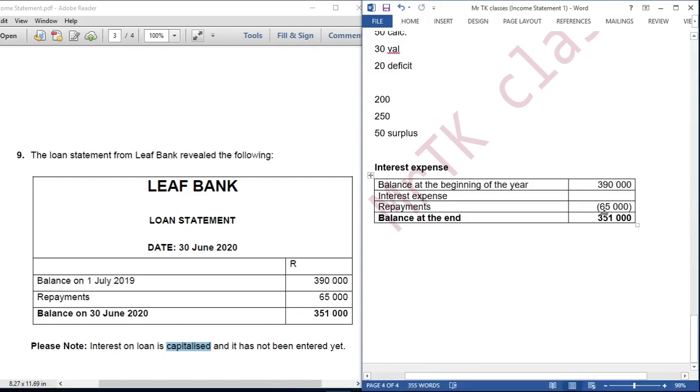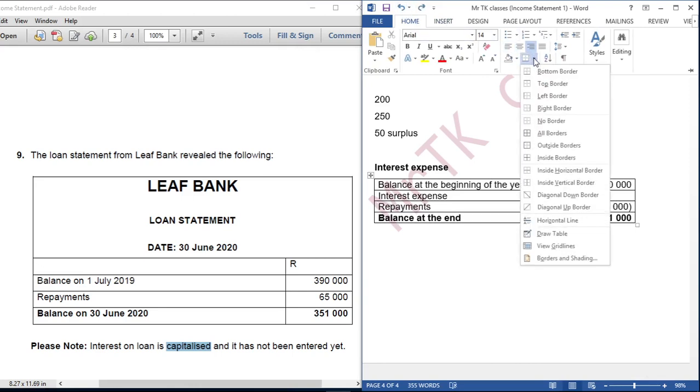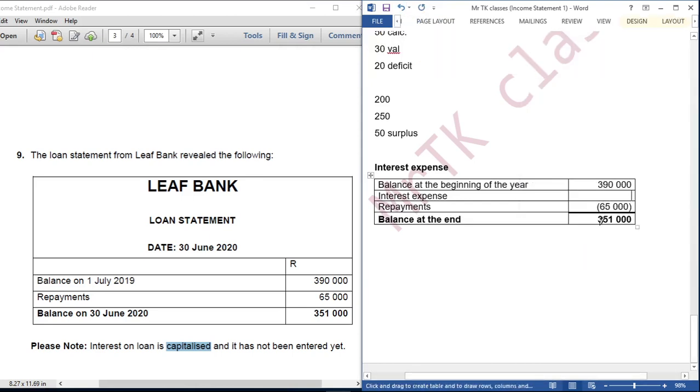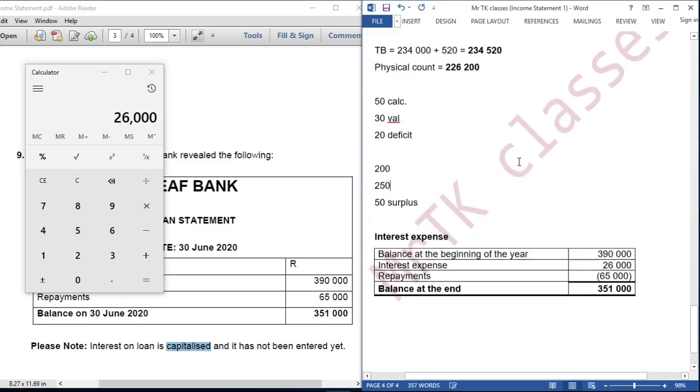For us to get this one, we need to do bottom up. We oppose the signs because we are doing bottom up: 351,000 plus 65,000, subtract 390,000. What are we going to get? 26,000. This is the amount that was added back, 26,000.